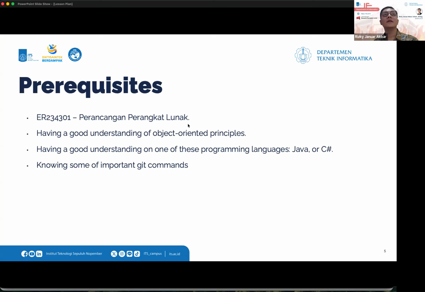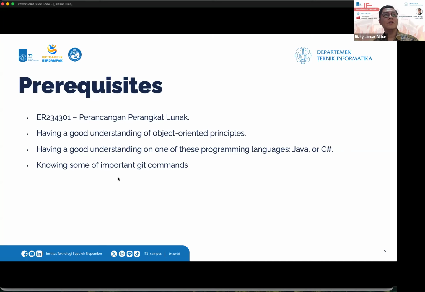You have to understand those principles because you will be using these principles again in the other design patterns. Yeah, you will use this a lot, and then having a good understanding of one of these programming languages. So actually, in this course, I will be using C Sharp or Go to deliver the course material.